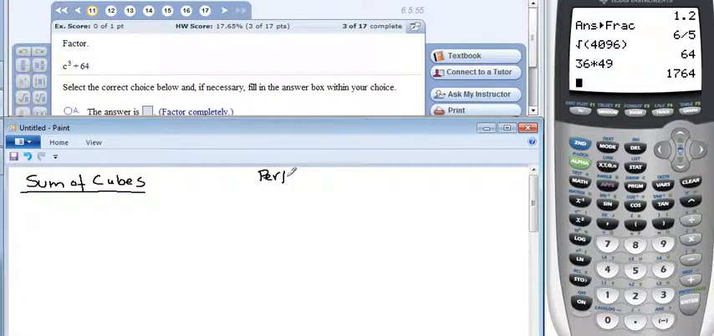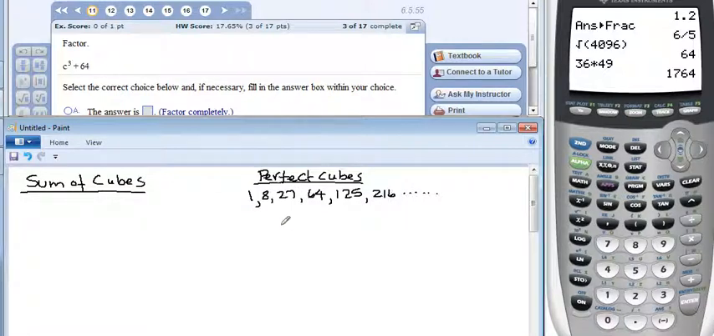What are my perfect cubes? Well, for numbers, what do I have? 1, 8, 27, 64, 125, 216. Again, what am I doing? 1 times 1 times 1. 2 times 2 times 2. 3 times 3 times 3. Cubing means 3 of them.